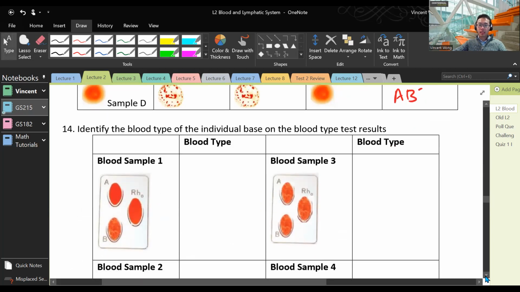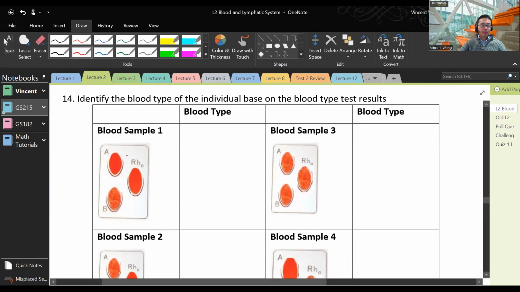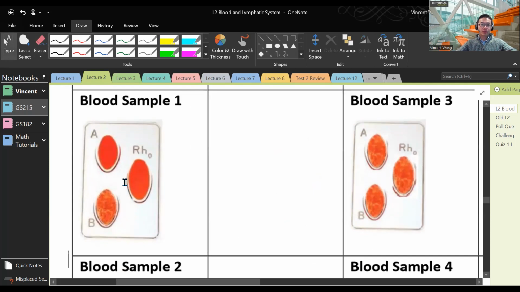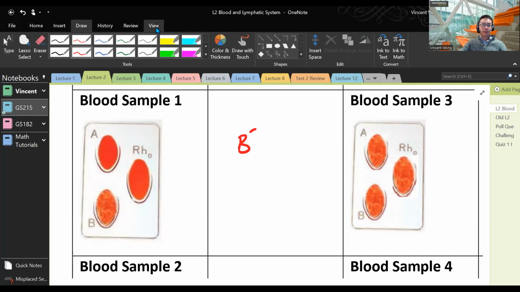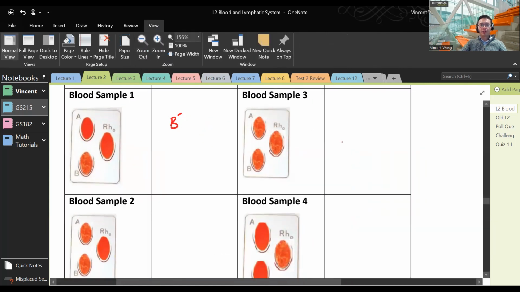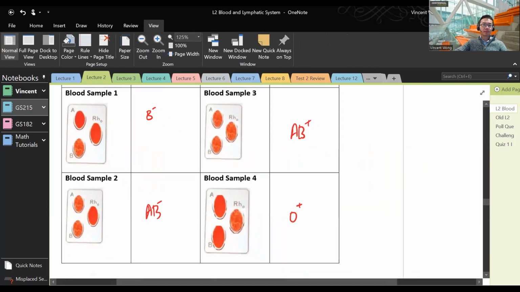A little bit more here. It might be a little bit hard to see, but I promise you the ones that are shown on the online test will be clear. But you can see there are some clumping here. If I zoom in here to show you, it's a little bit of fuzzy stuff here. That's the clumping. So no clumping in A or Rh, but there is clumping in B. This is going to be B negative. Clumping in all three, AB positive, AB negative, and O positive. Okay. That is that.